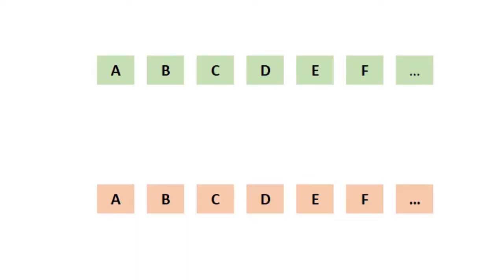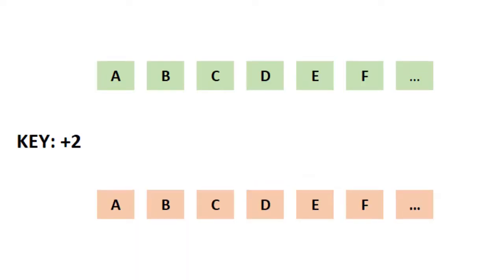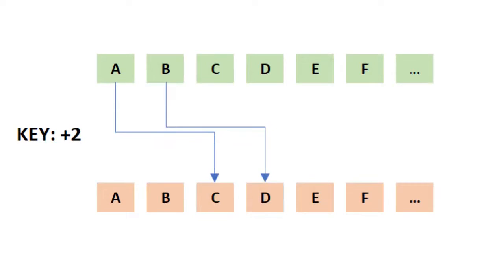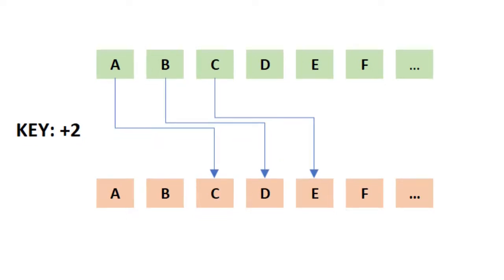In this example, the key is 2, and the alphabet is rotated right. So, the letter A is replaced by the letter C. The letter B is replaced by the letter D. The letter C is replaced by the letter E. The letter D is replaced by the letter F, and so on.